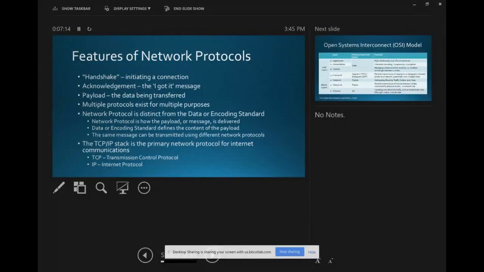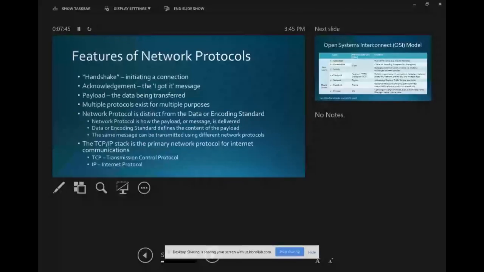And we need to make a distinction here between what's called a network protocol versus a data or encoding standard. So the protocol is how the payload, the message, gets moved from place to place, whereas the data or encoding standard defines what's in the message. Most protocols, not all, but most protocols are agnostic to the content of the payload. All they care about is the routing of that payload.